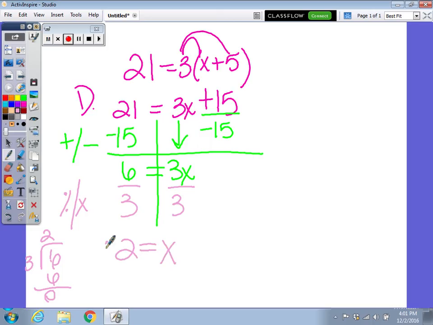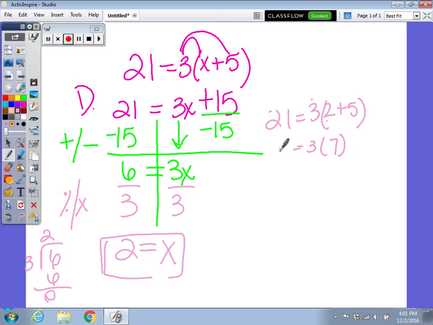Okay, so this would be your answer. If you want to go ahead and check, that would be lovely. Let's go ahead and do that. So we'll do parentheses first. 2 plus 5 is 7 times 3, which equals 21.